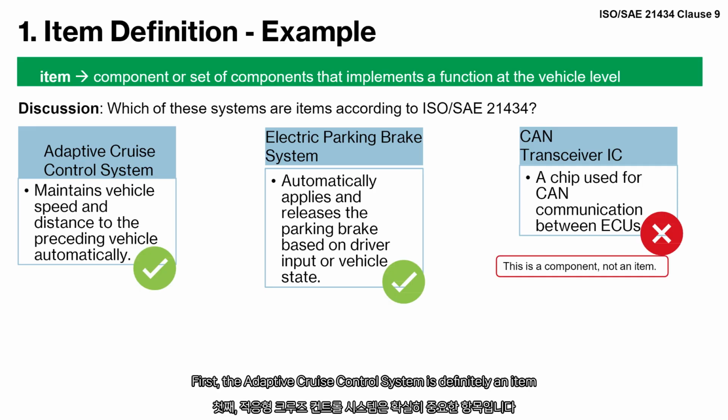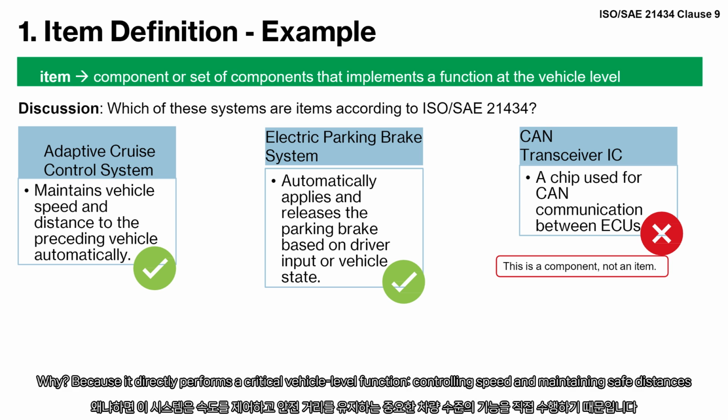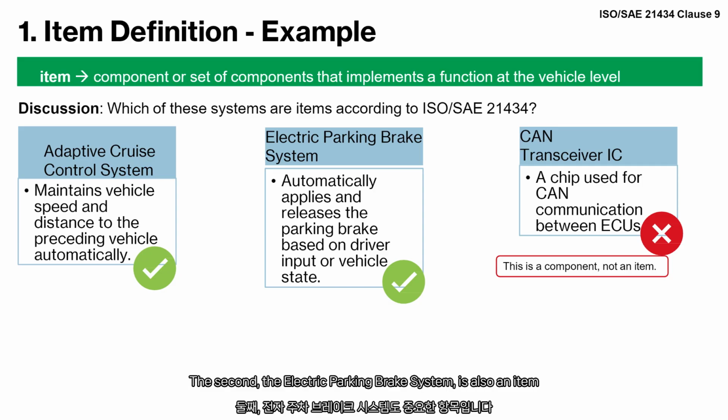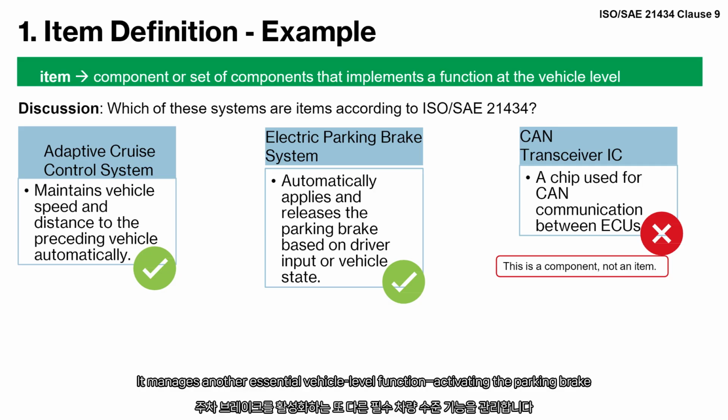First, the adaptive cruise control system is definitely an item. Why? Because it directly performs a critical vehicle-level function: controlling speed and maintaining safe distances. The second, the electric parking brake system, is also an item. It manages another essential vehicle-level function: activating the parking brake.